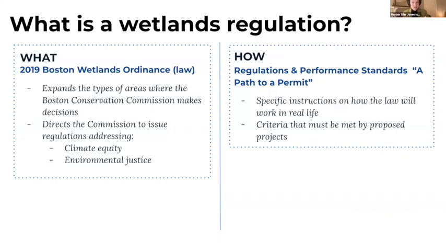And it directed the Conservation Commission to have regulations that addressed a couple new things, including climate change and environmental justice. So this process of developing those regulations is basically like the how you can get a permit in a way that is in compliance with the Wetlands Ordinance that considers climate equity, environmental justice, and climate resilience.